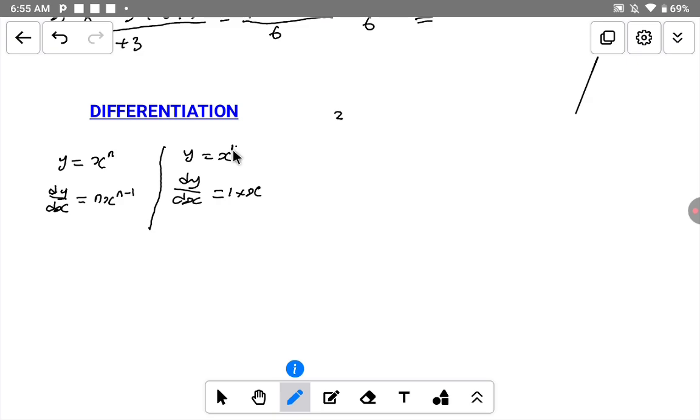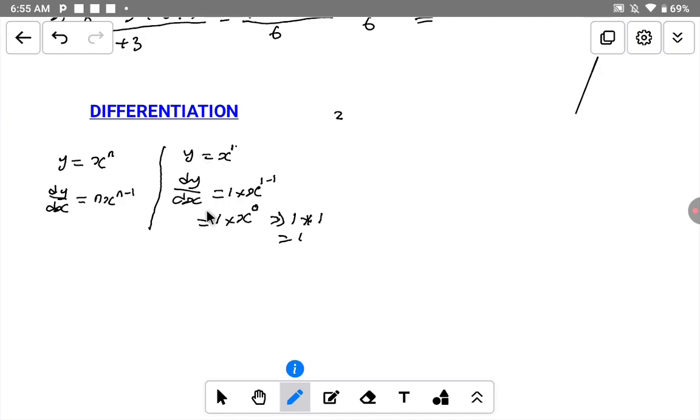Now you subtract 1 from the index. So that means 1 minus 1, which gives us 0. So we have 1 multiplied by s raised to the power of 0. And if you remember indices, any number raised to the power of 0 is equal to 1. So therefore this becomes 1 multiplied by 1, because s to the power of 0 is 1, so 1 times 1 is equal to 1.